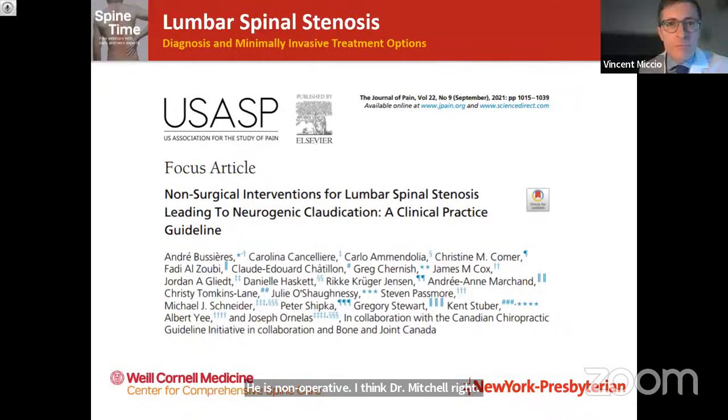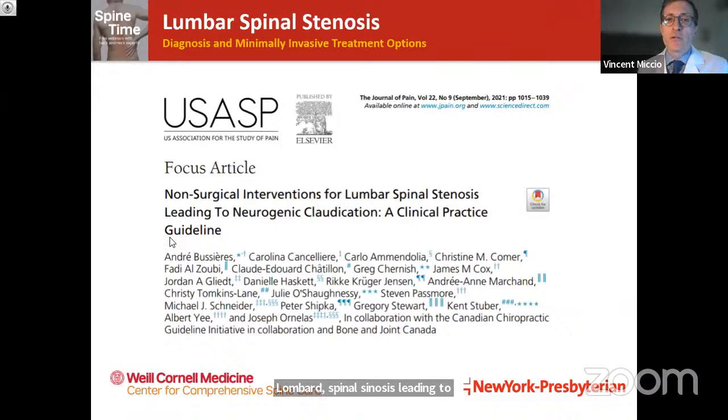This here is an article that is hot off the presses. This is from September 2021, published in the Journal of Pain. This is actually a clinical practice guideline about lumbar stenosis. It says here, non-surgical interventions for lumbar spinal stenosis leading to neurogenic claudication, a clinical practice guideline.